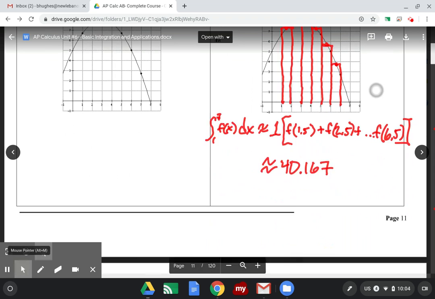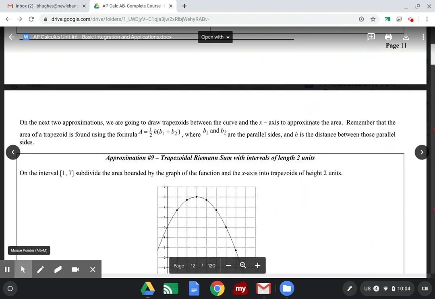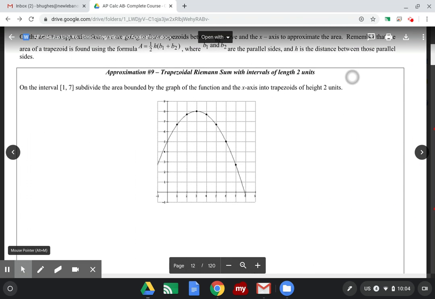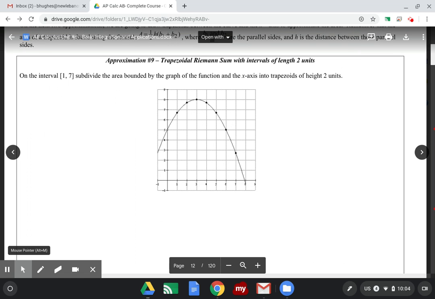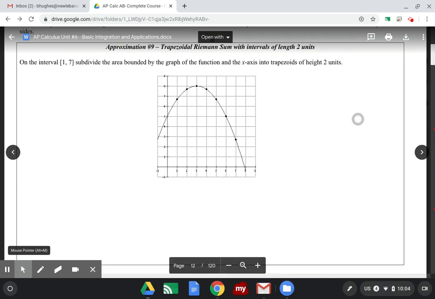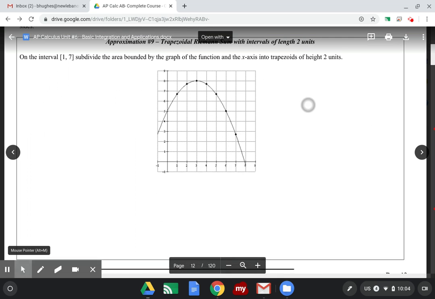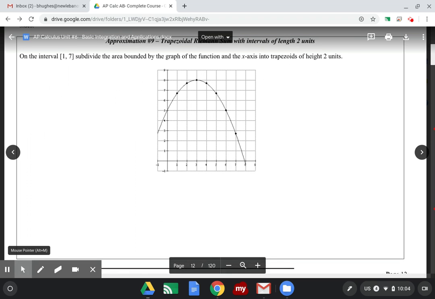Then the last Riemann sum that we're going to talk about is a trapezoidal Riemann sum. So we'll look at one of those. We'll do the 2 units wide one. Remember, the definition of a trapezoid is really just one set of parallel lines, and that is it.